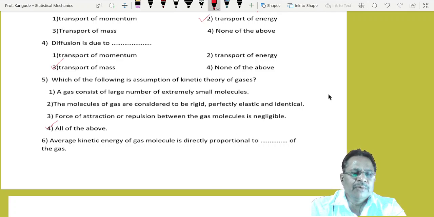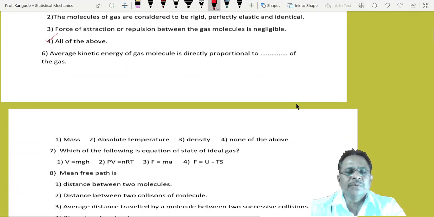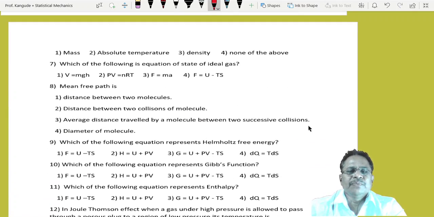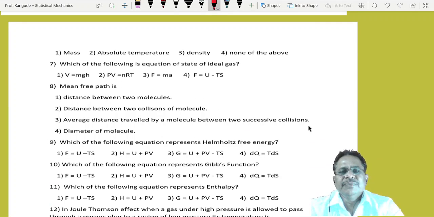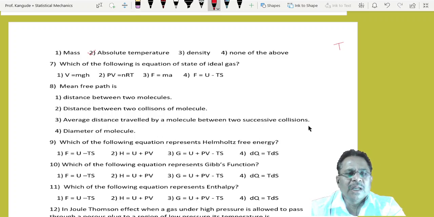So it is all of the above. Then question 6, average kinetic energy of a gas molecule is directly proportional to dash dash of the gas. Now let's check the options. First option is mass, second is temperature, third is density, and fourth is none of the above. So it depends clearly on the temperature, or absolute temperature, that is T. So for this question number 6, the correct option is 2, that is absolute temperature.